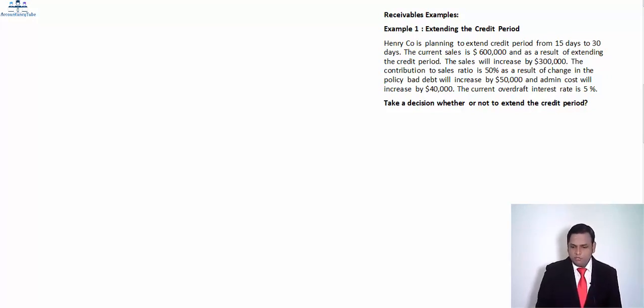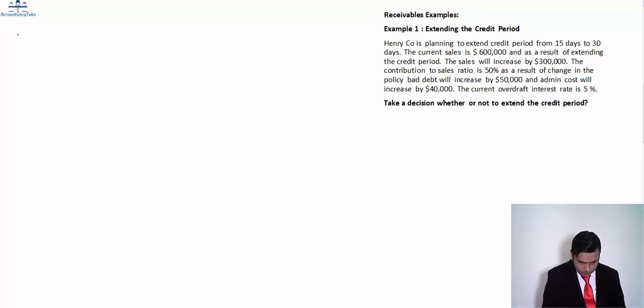The contribution to sales ratio is 50%. As a result of the change in the policy, bad debt will obviously need to be increased by $50,000 and admin costs will increase by $40,000. The current overdraft interest rate is 5%. Let's start using the format which we have just learned.